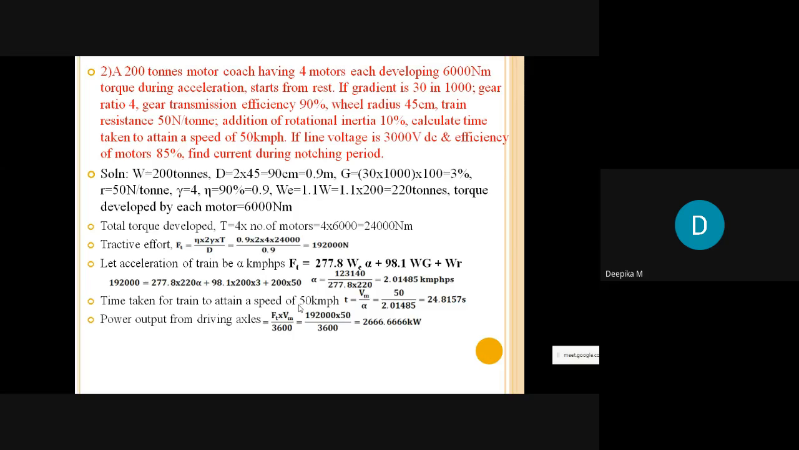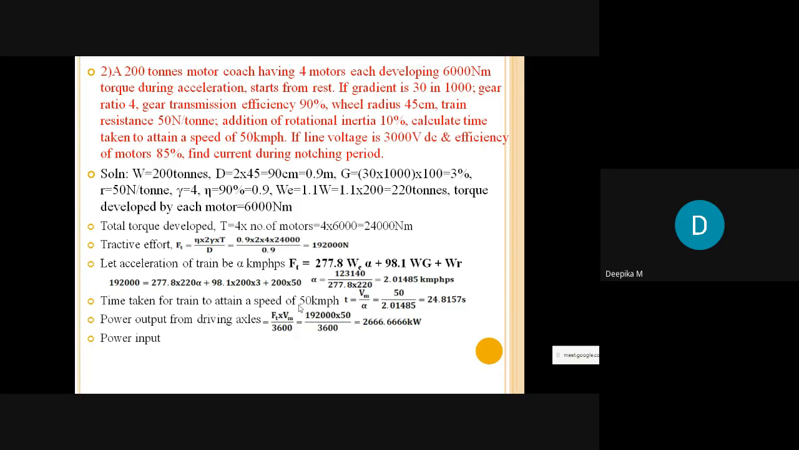Hence, we will be using the same formula to calculate the power output, because if I know the power input, then I can calculate the current. Hence, Ft will be 1,92,000 and Vm is 50. Hence, I could calculate the power output from the driving axles, which is nothing but 2,666.666 kilowatt.